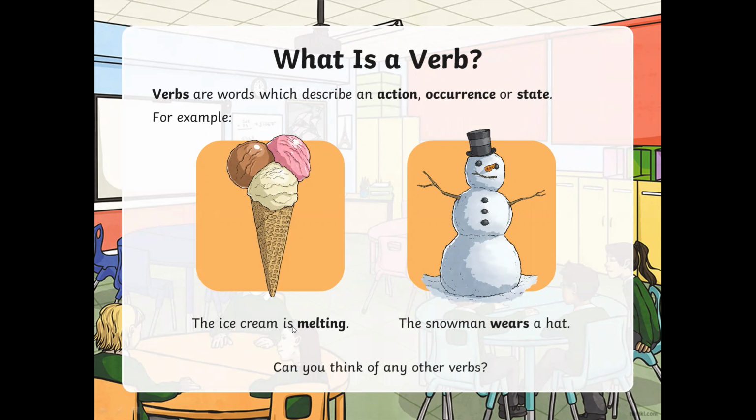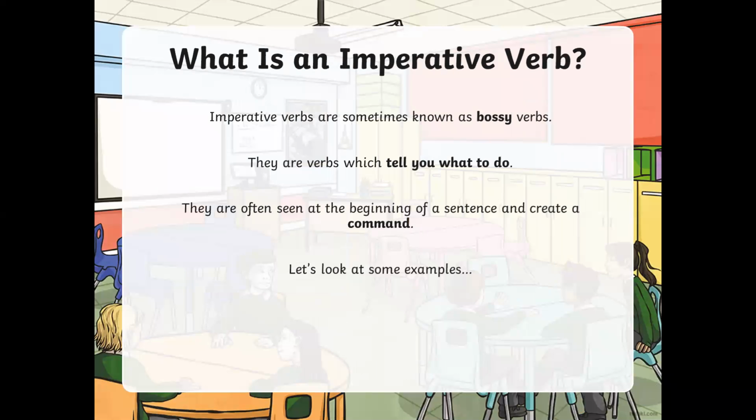The ice cream is melting. The verb here is melting. That's the action word. The snowman wears a hat. Wears is the verb. That's the action word. Can you think of any other verbs? Very good. You're all super duper at verbs, because verbs are something that you learned in year 1. So this is just building on our knowledge from year 1.